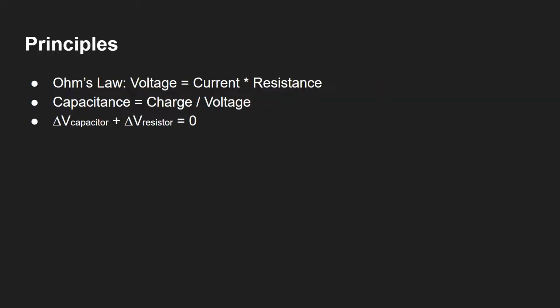equations. Now principles to get out of the way, we first have Ohm's law, so voltage equals current times resistance. Capacitance, capacitance equals charge divided by voltage, and then the potential difference of a capacitor plus the potential difference of a resistor is equal to 0.